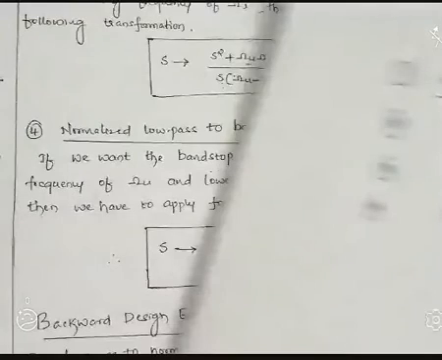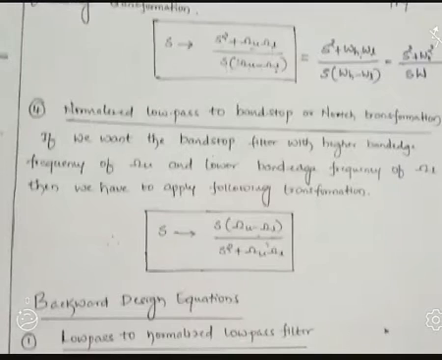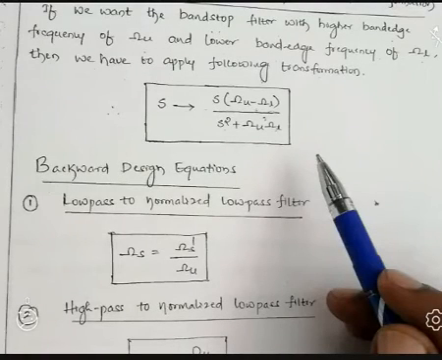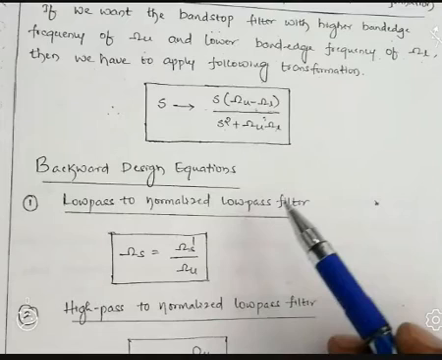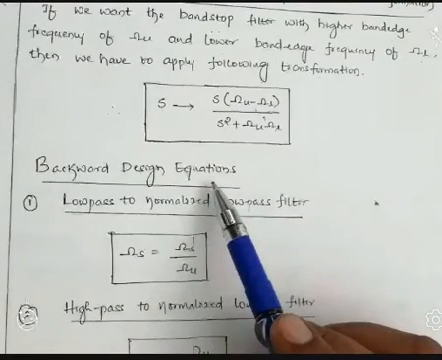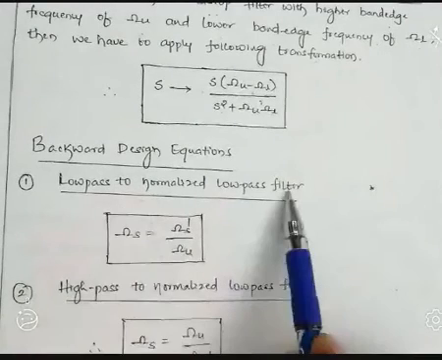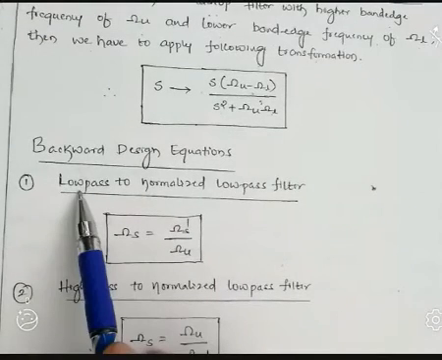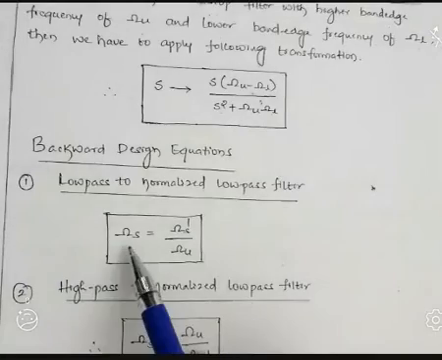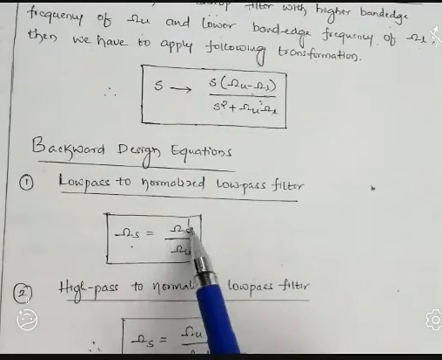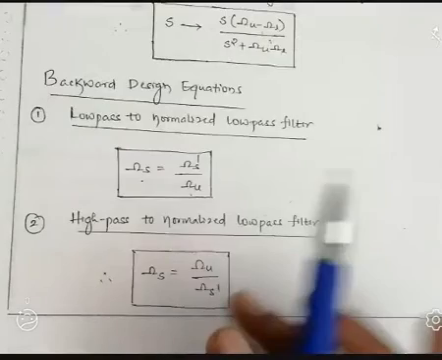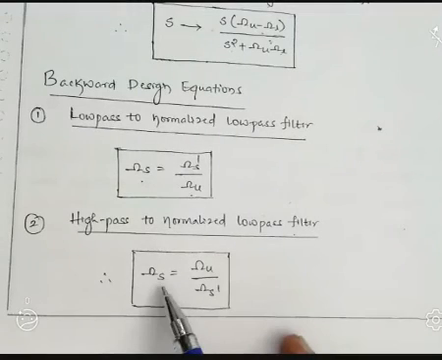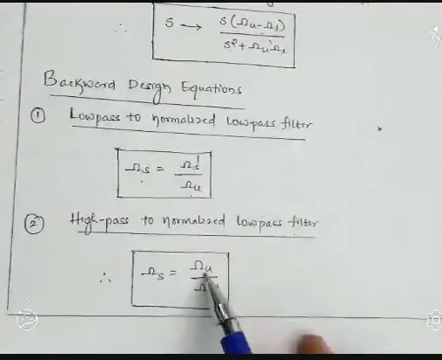For that, we have equations called backward design equations. The previous four equations are called forward design equations, and the coming four equations are called backward design equations. First, low pass filter of desired frequency to normalized low pass filter is done by replacing omega s with omega s dash divided by omega u. Next, high pass filter of desired frequency to normalized low pass filter is done by replacing omega s with omega u divided by omega s dash.